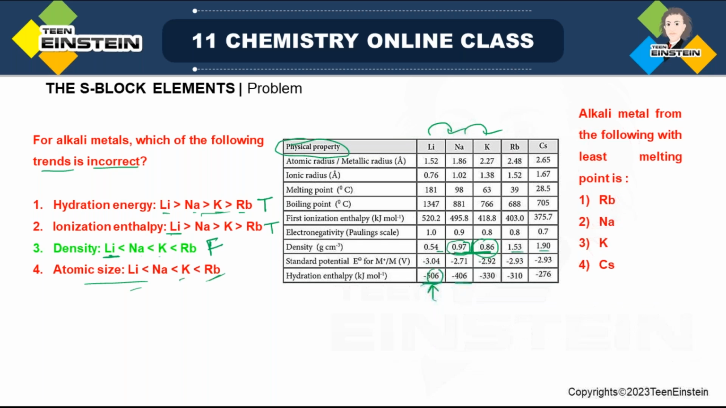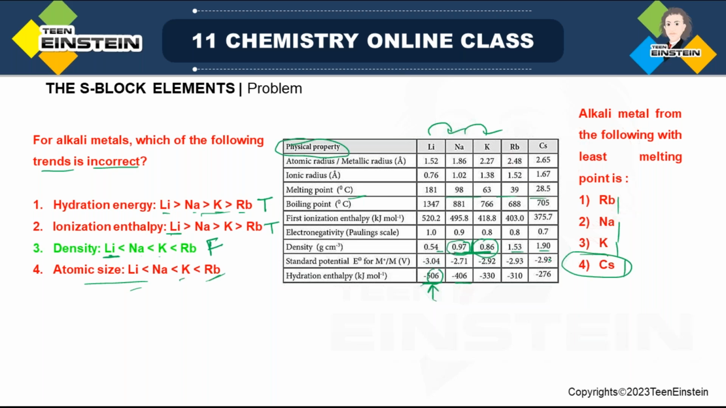Next question, which alkali metal from the following, that is Rb, Na, K, Cs, has the least melting point? So here we also have melting point, and as you can see, there is a smooth decrease down the group. So this one will be the correct answer.